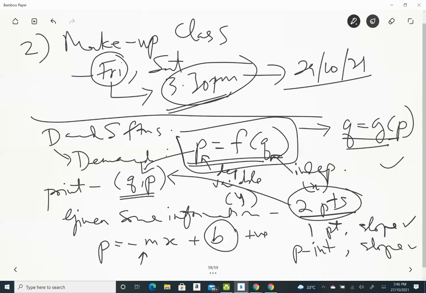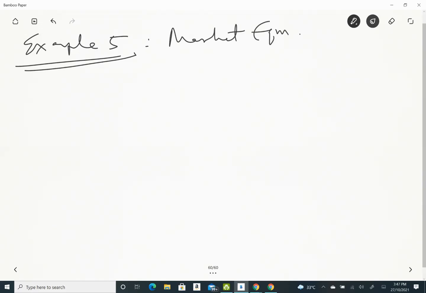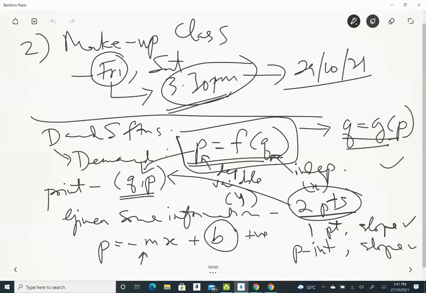So you go to 1.6. Look at example number 5 in the market equilibrium demand function. I want you to read that example, and then we can see how we can get the demand function and how we can get the supply function. But first, we will just focus on the demand function. Read that example.